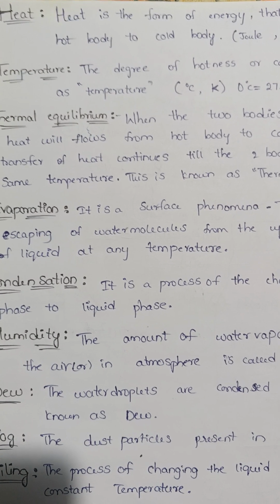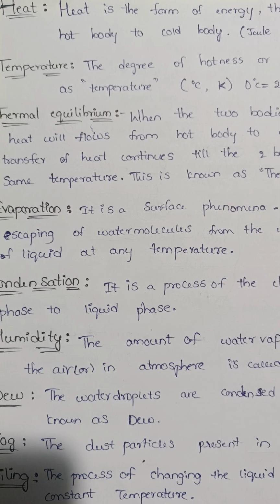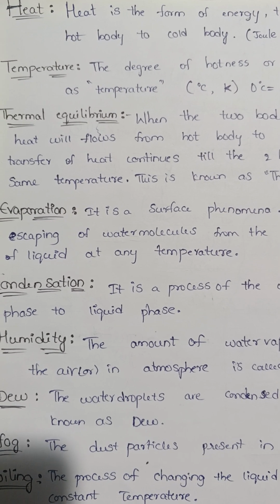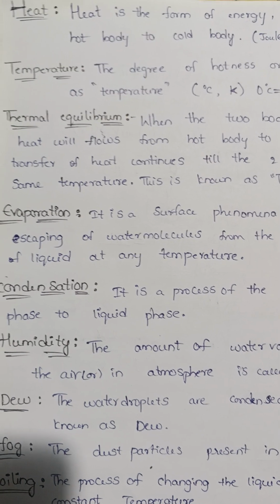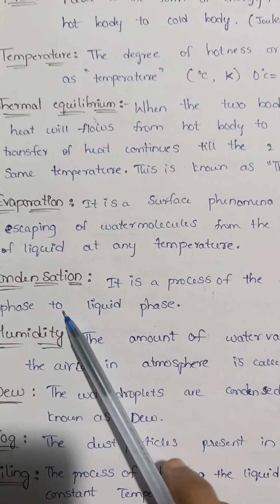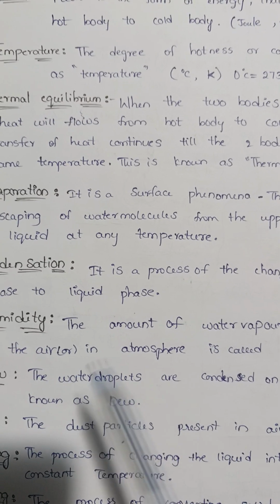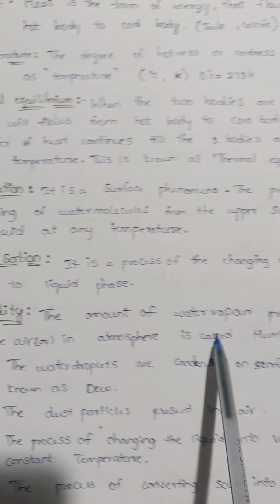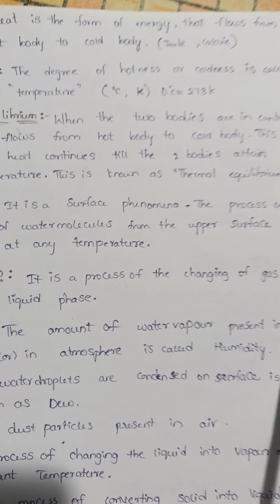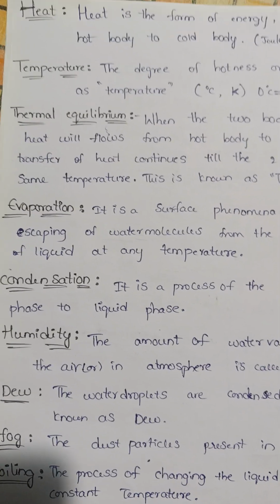For example, take a water bottle from the fridge. We all observe droplets on the outer surface of the bottle. Yes, that is known as condensation. Remember, the water bottle taken out from the fridge shows the condensation process. Next, humidity. We all observe humidity in the rainy season. Humidity is the amount of water vapor present in the air in the atmosphere. The amount of water vapor present in the air is known as humidity.